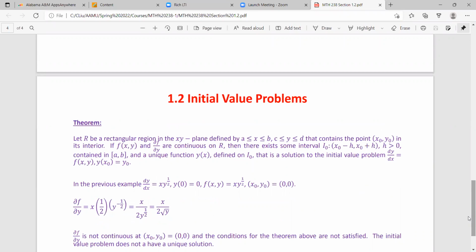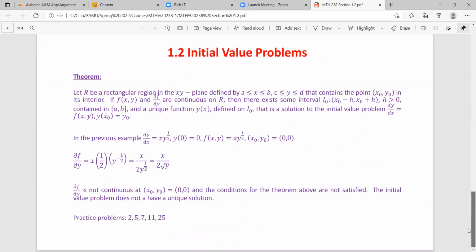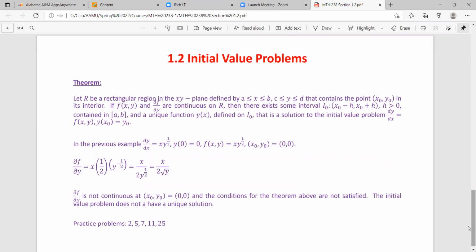Okay, again, we have a lot of mathematical language in here, but if you're not comfortable with all of those, just ignore some part. The mathematical language is always there regardless, okay. Let's see what it says. Let R be a rectangular region in the xy plane defined by x greater than or equal to a and less than or equal to b, and y greater than or equal to c and less than or equal to d. Okay, so we got the rectangular region on the xy plane.